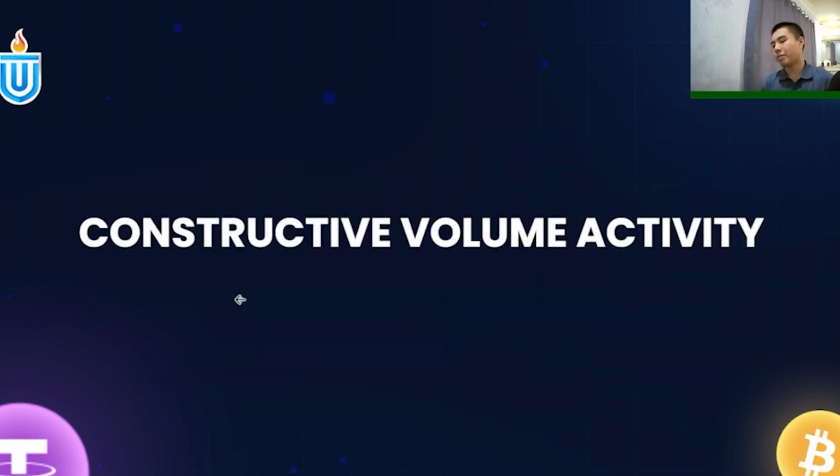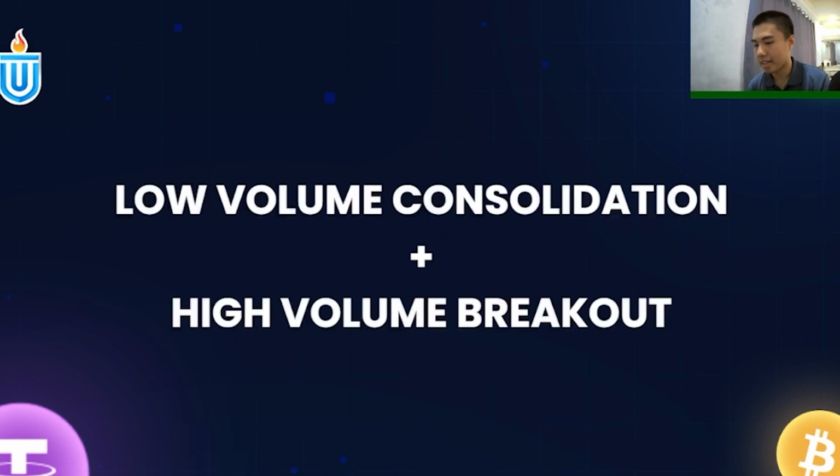So, there's a specific type of volume activity that you like to see. And particularly, this is focusing on market leaders, right? And this is something I learned from Mark Minervini, William O'Neill. So, what you want to see, right? If you're trading an uptrend, if you're trading market leaders, is you want to see low volume consolidations coupled with high volume breakouts, right? So here's an example.